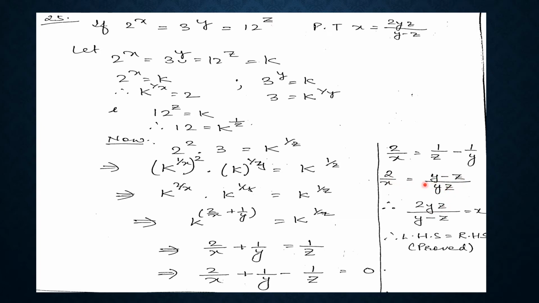Now in order to get to this form, we know that we have to find out the value of x here. So if I cross multiply them, x will come here, so this becomes our numerator. yz will be multiplied to 2 and y minus z will come down as denominator. So we get this form: 2y by y minus z is equal to x. Hence the left hand side is equal to the right hand side, and the result as it is asked is proved.